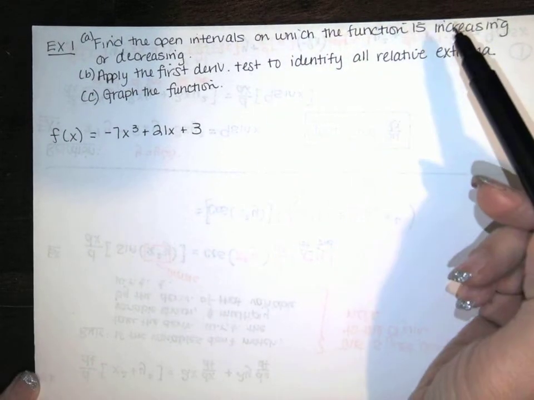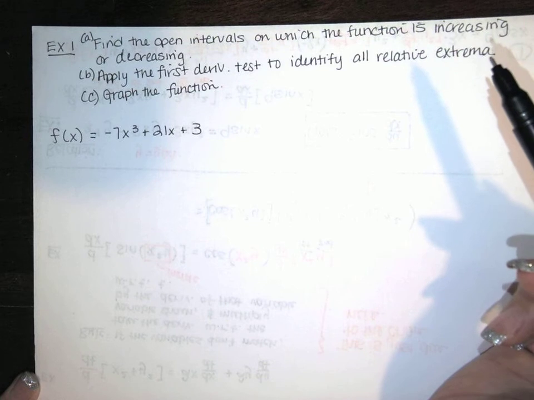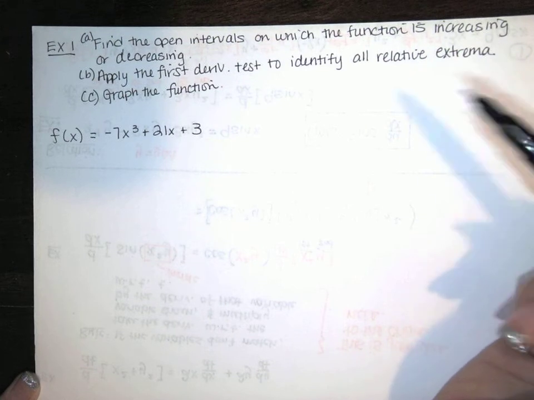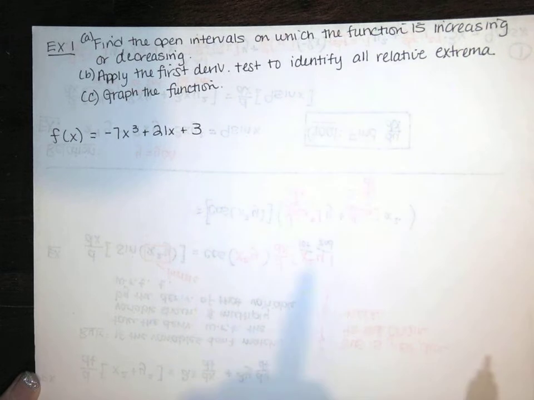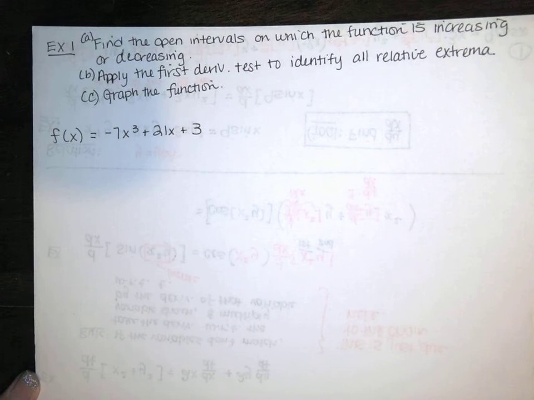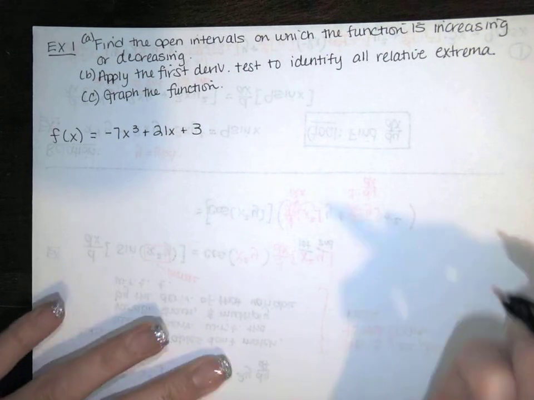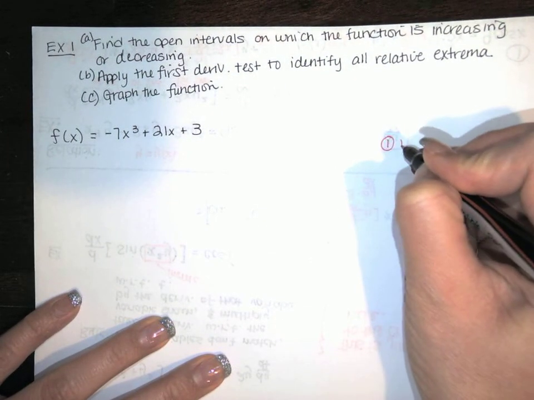Now, in order to determine the intervals where the function's increasing or decreasing, we need to find the critical points of the function. Because the critical points, that's where the slope is 0 or the slope is undefined. That's where it could change from increasing to decreasing, or vice versa. So the first thing we do is find critical points.